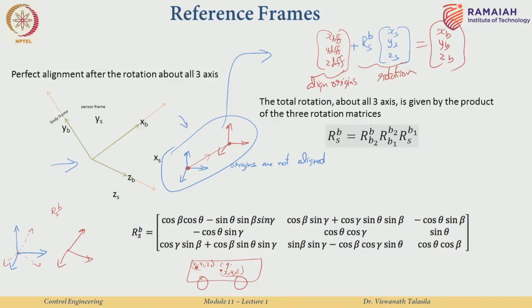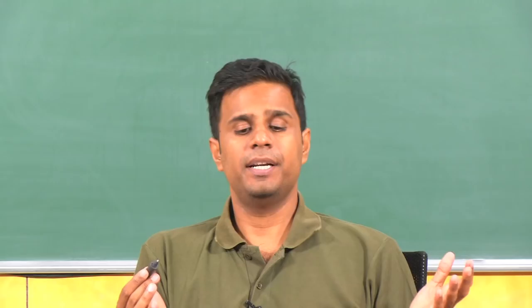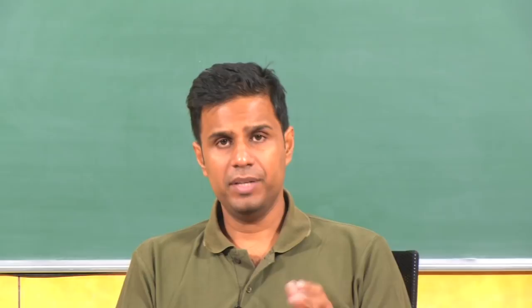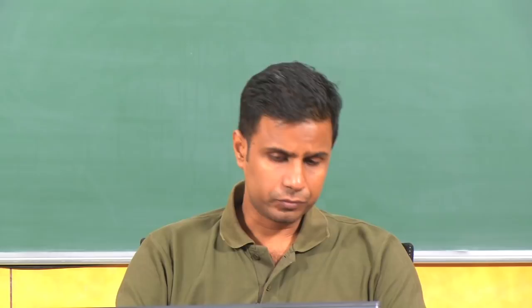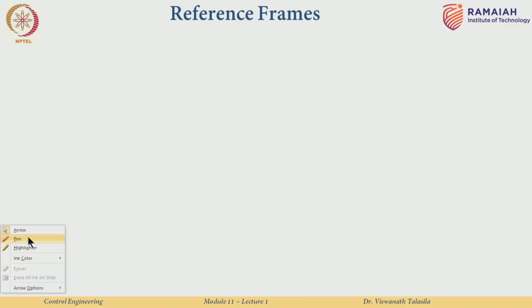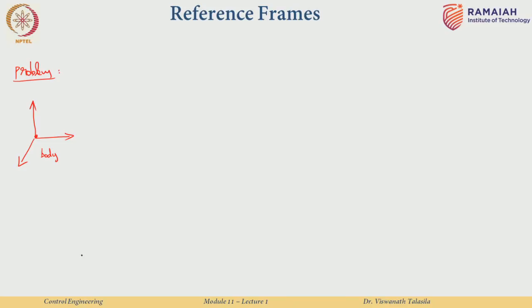So, let me try to summarize this entire story which we have been talking about, which may seem a little bit complex when you encounter it the first time. If you go through this two or three times, it is actually fairly simple. All we are doing is really just trigonometry in 3D. So, let me just try to summarize it as neatly as possible. The problem was as follows. Given two reference frames, let's call this the body frame, and another reference frame is the sensor reference frame.